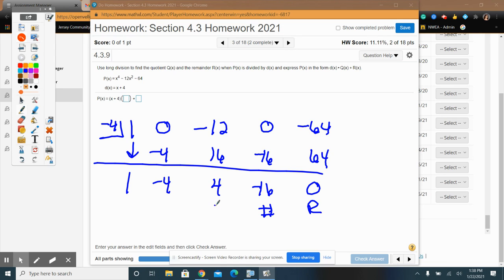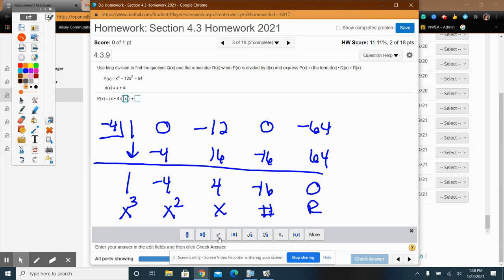Here's the number, here's the x squared, and here's the x to the third. So we'll type it in just like we did before: x to the third minus 4x squared plus 4x minus 16, and put the 0 outside in that little remainder spot.